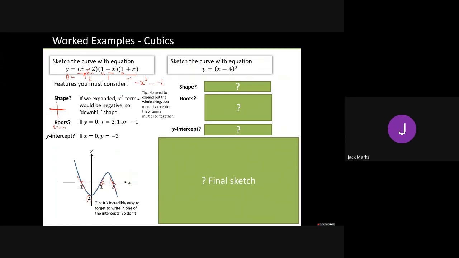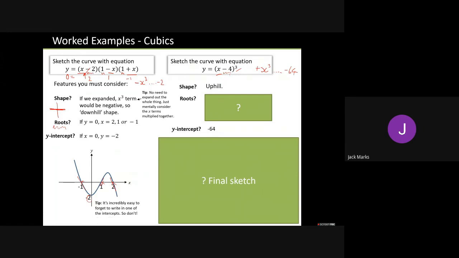Let's do another one. So x all being cubed. This is an x cubed. There are no negatives here, so this is a positive x cubed. The intercept, if you multiply all the numbers, minus 4 times minus 4 times minus 4, you will get minus 64 at the end. So it's an uphill rising cubic. Minus 64 is the intercept.